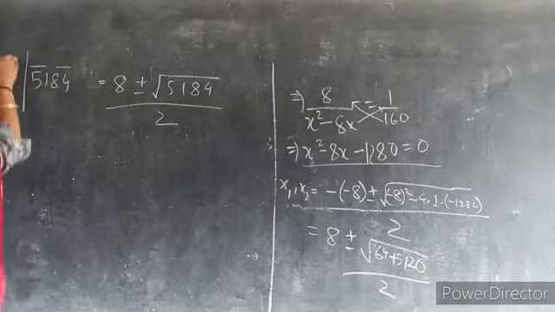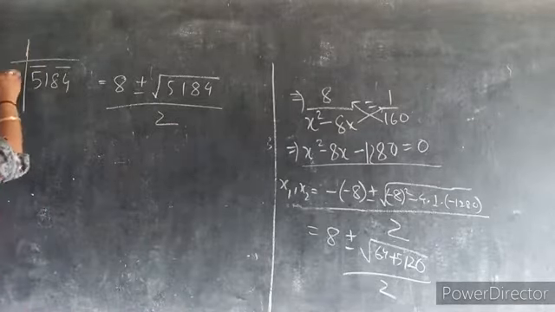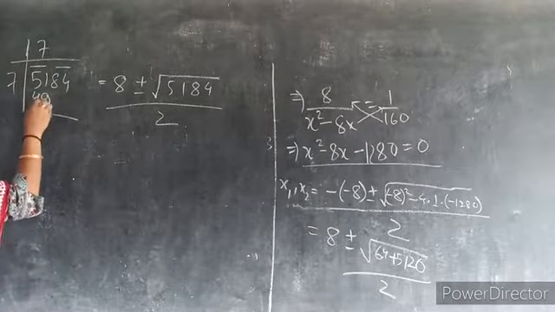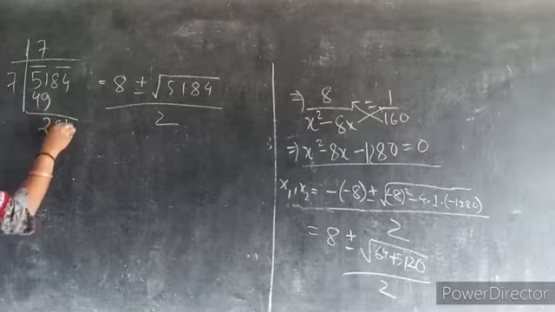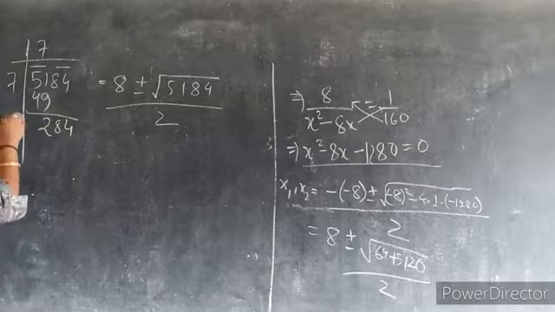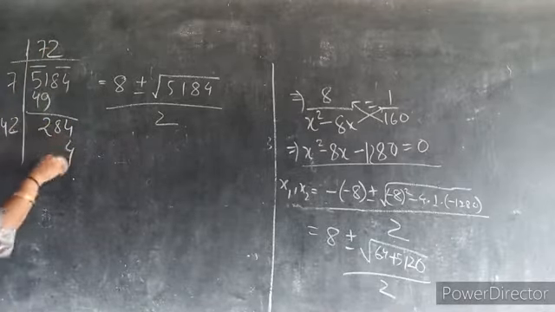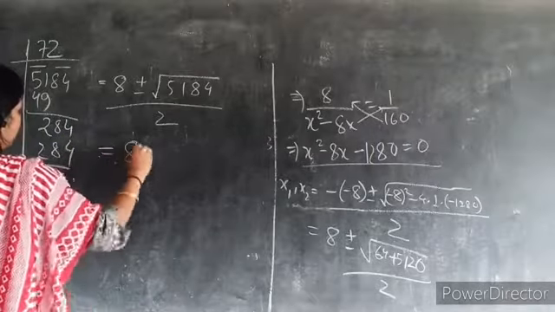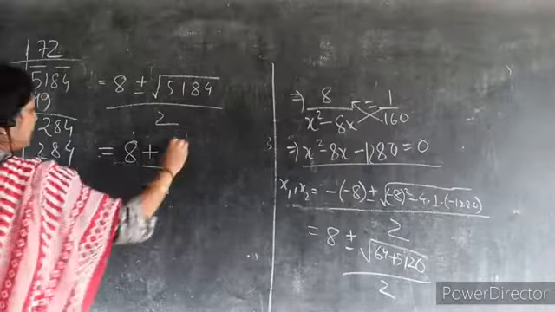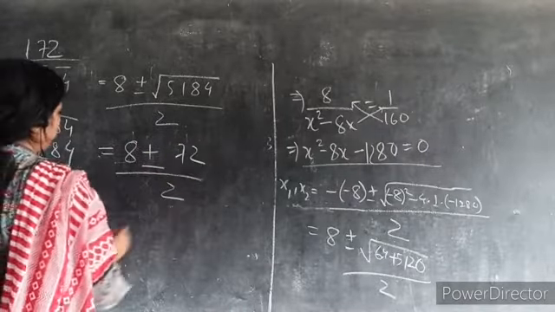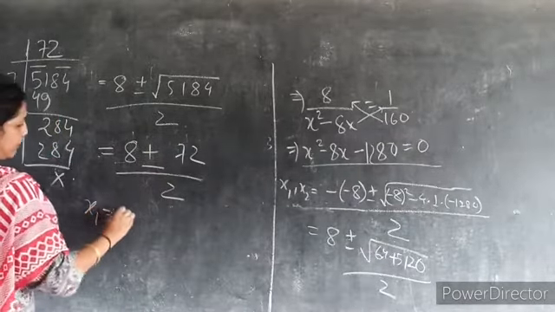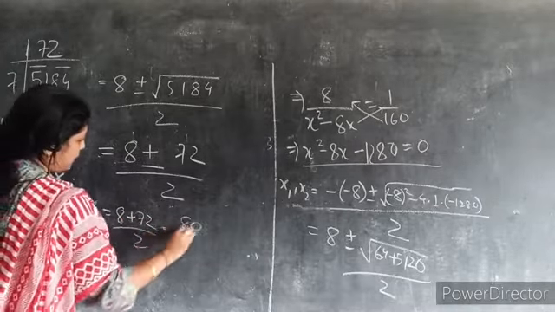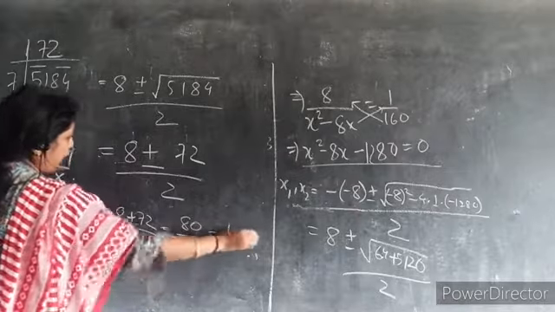So if we take the square root, 72 squared is 5184. So the square root is coming to be 8 plus minus 72 divided by 2. So one root will be 8 plus 72 by 2, that is 80 by 2, 40.